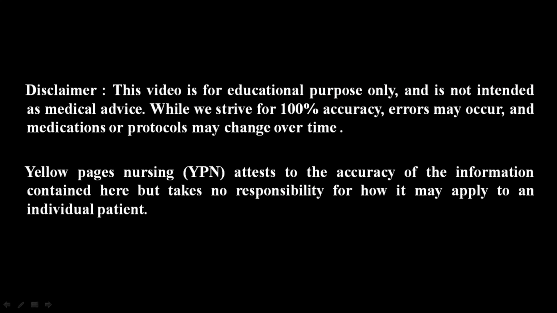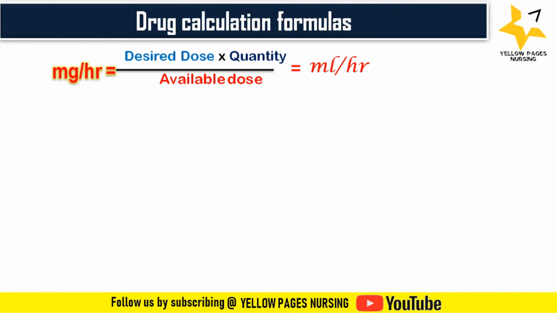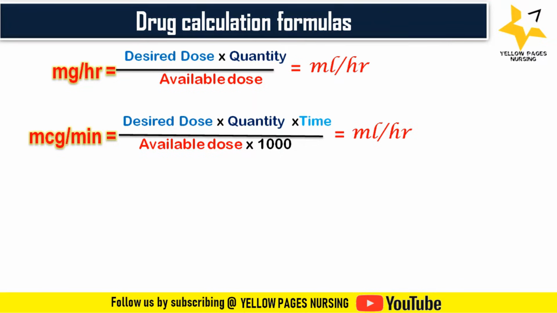In today's video, we will be discussing drug calculations, and here we will be discussing four formulas with which we can do various conversions and calculations. The formulas are desired dose multiplied by quantity divided by available dose, where we can convert milligram per hour to ml per hour. The next formula is desired dose multiplied by quantity multiplied by time divided by available dose multiplied by 1000, where we convert microgram per minute to ml per hour.